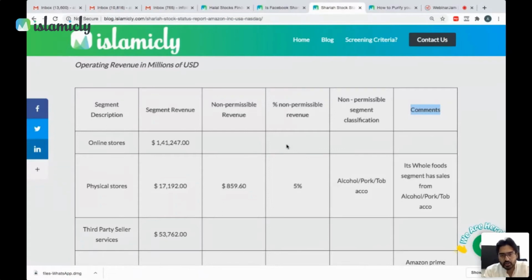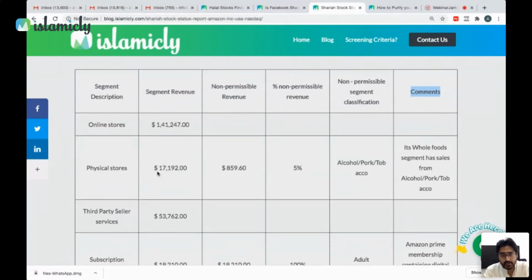There is no explicit mention of any non-permissible activity going on over there. Yes, we do believe that there are certain non-permissible things which could be sold on the online store, but we don't have a revenue breakup for that. The physical stores get 17,192 million US dollars as revenue. Out of that, we believe 5% will be sales from alcohol, pork, and tobacco, because its Whole Foods segment has sales from alcohol, pork, and tobacco. Hence, 5% of 17,192 million is 859.60.